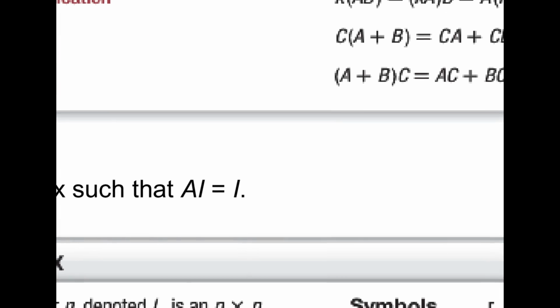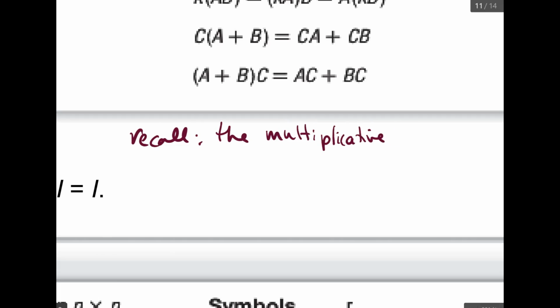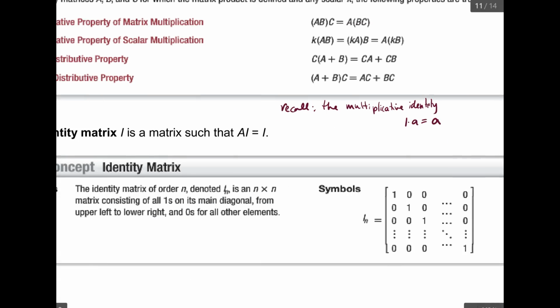Okay, so let's recall some important information. Recall the multiplicative identity. Do you remember from algebra what that means? Multiplication by 1. 1 times A is equal to A. Oh yeah, duh. Identity.